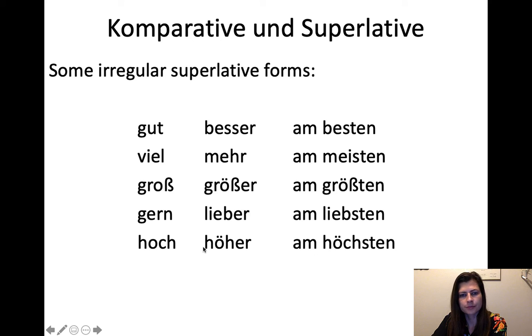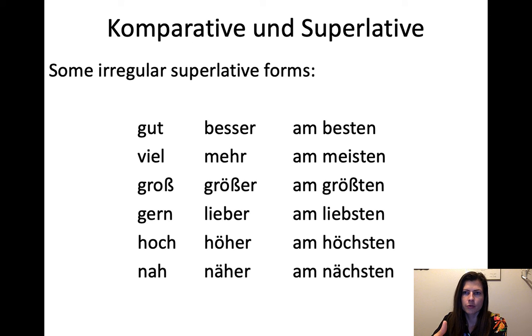Hoch, höher, am höchsten, high or tall, higher, the highest, am höchsten. Nah, näher, am nächsten. So nah means near, and näher means nearer or closer, and am nächsten means the closest or the nearest. But this also means next, like das nächste, the next thing, and you can see how that's related. What is the next day, der nächste Tag? It's the closest day. It's the day that is closest to us, right? So das nächste is the next, and you can change the article to whatever gender it is. But you notice that the nearest, am nächsten, is the same as saying the next thing.